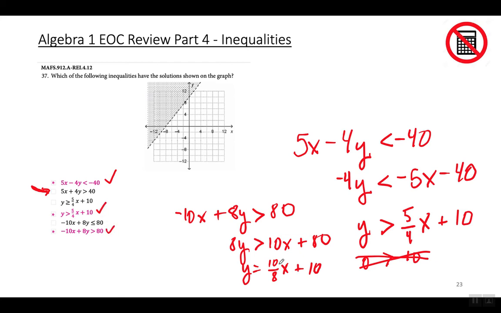Okay, cuando simplifico esta fracción me da 5 sobre 4, igual que las otras dos. All right, so that's why those three are the correct answers. All right, moving on.